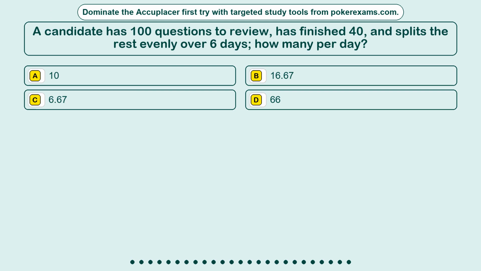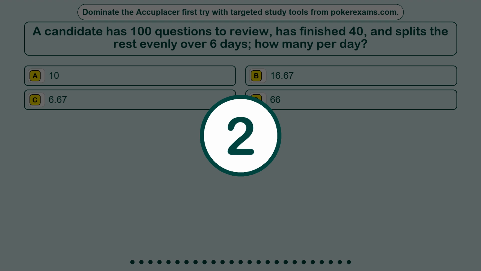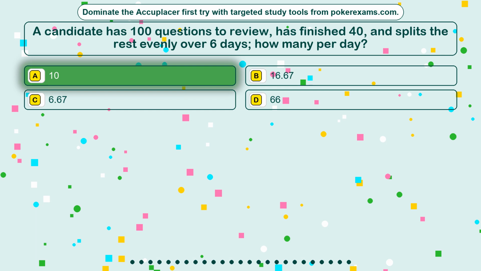Question 8. A candidate has 100 questions to review, has finished 40, and splits the rest evenly over 6 days. How many per day? Option A, 10. Option B, 16.67. Option C, 6.67. Option D, 66. The correct answer is option A, 10.